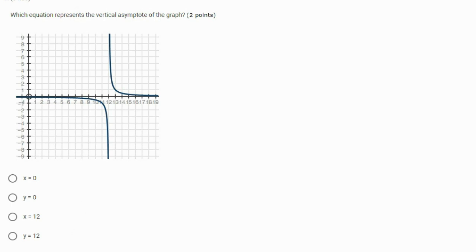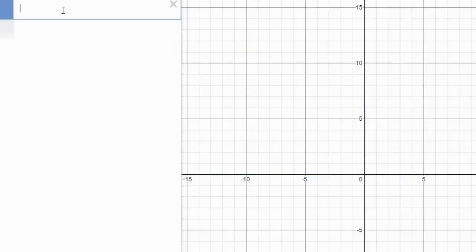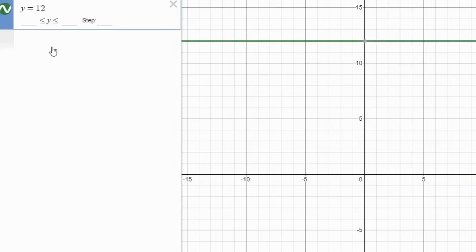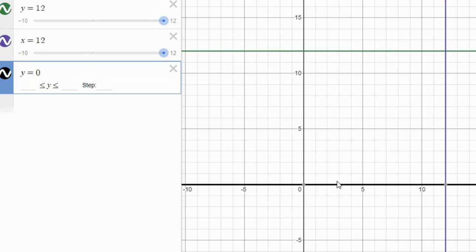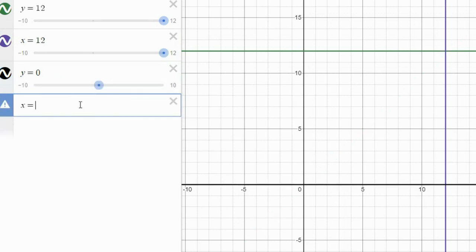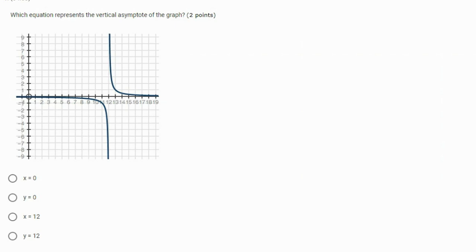Oh, gosh, Mr. Brock, I'm not really sure. Let's see. Y equals 12 would be that. X equals 12 would be that. There's the green one, there's the purple one. Y equals 0 would be this x-axis. X equals 0 would be the red line on the y-axis. So it is very, very different, and it's important to make sure you know which is the vertical and which is the horizontal.